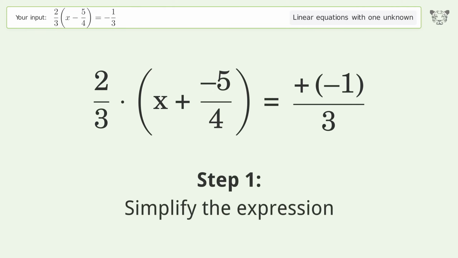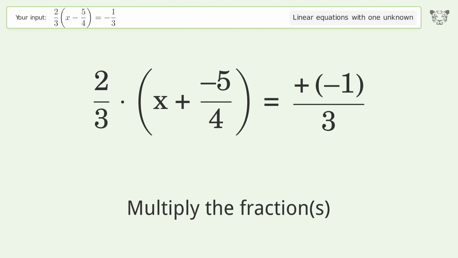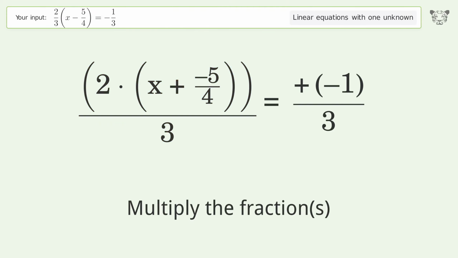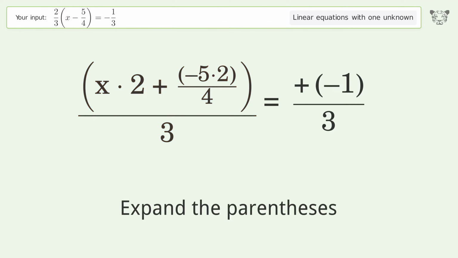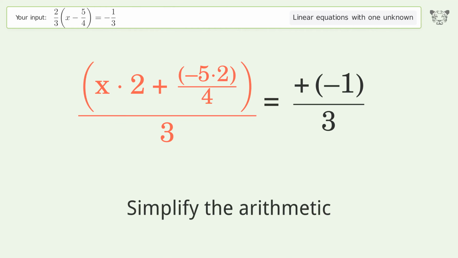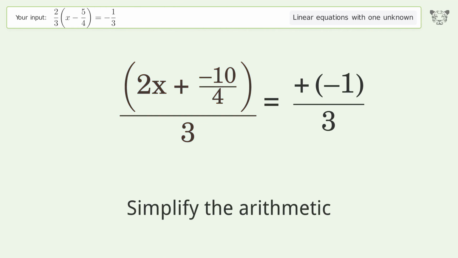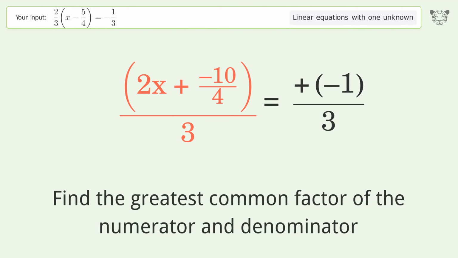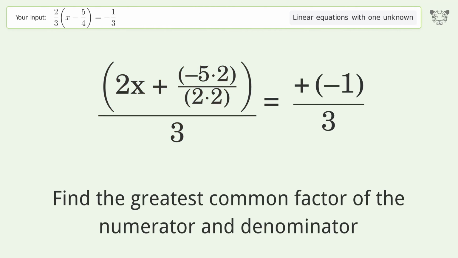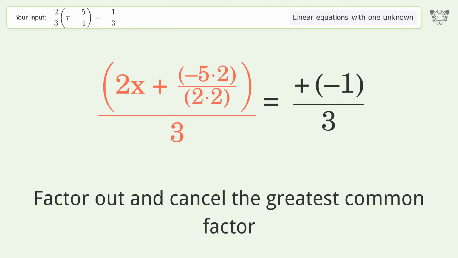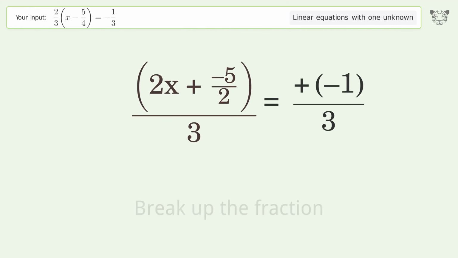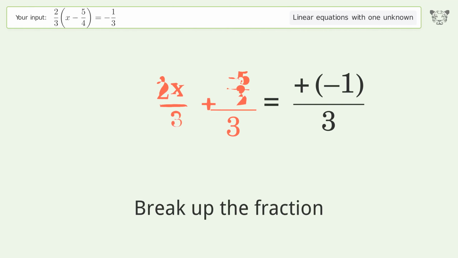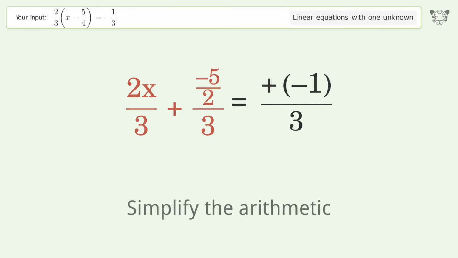Simplify the expression. Multiply the fractions. Expand the parentheses. Simplify the arithmetic. Find the greatest common factor of the numerator and denominator. Factor out and cancel the greatest common factor. Break up the fraction. Simplify the arithmetic.